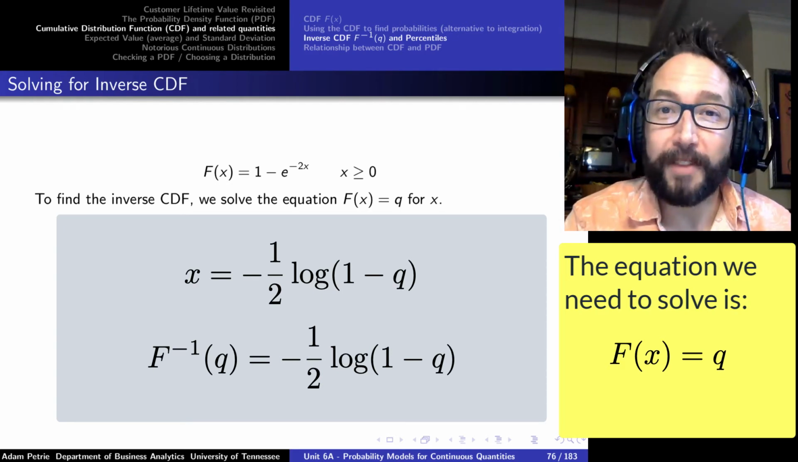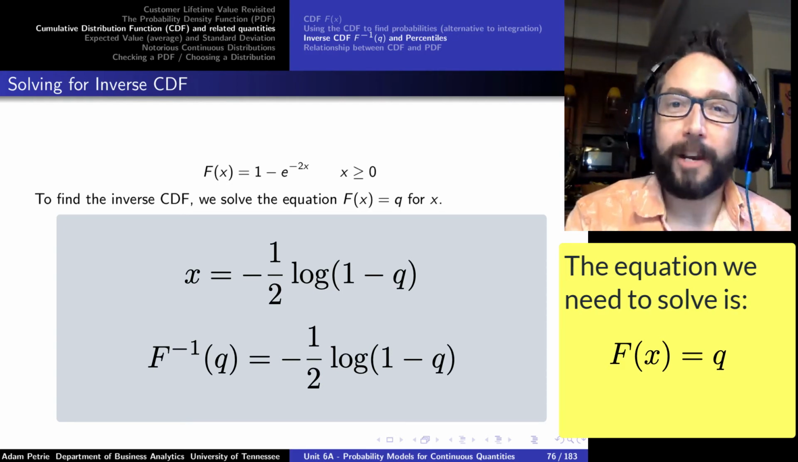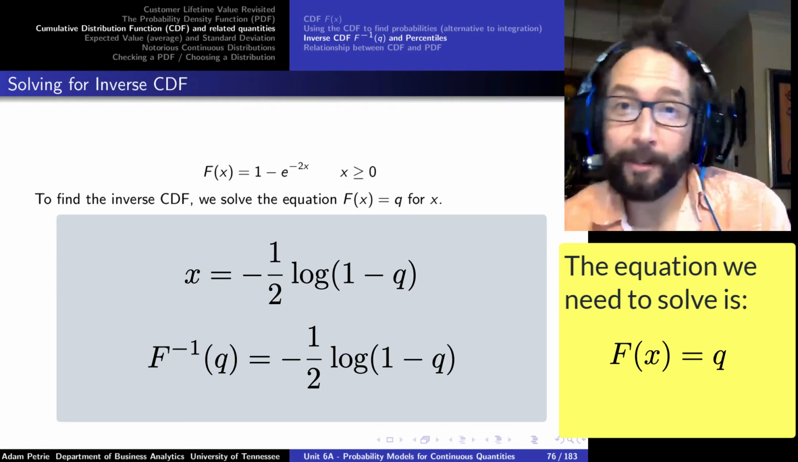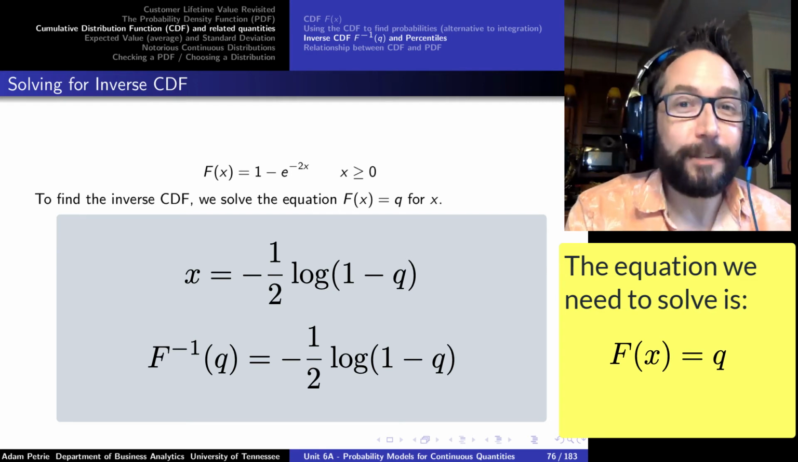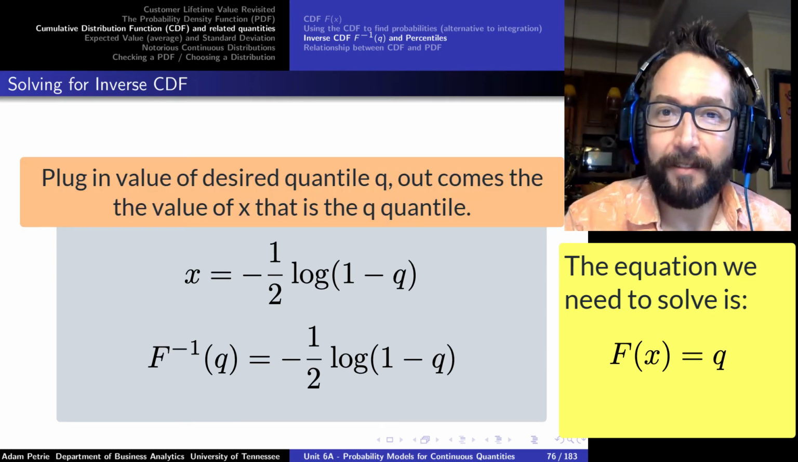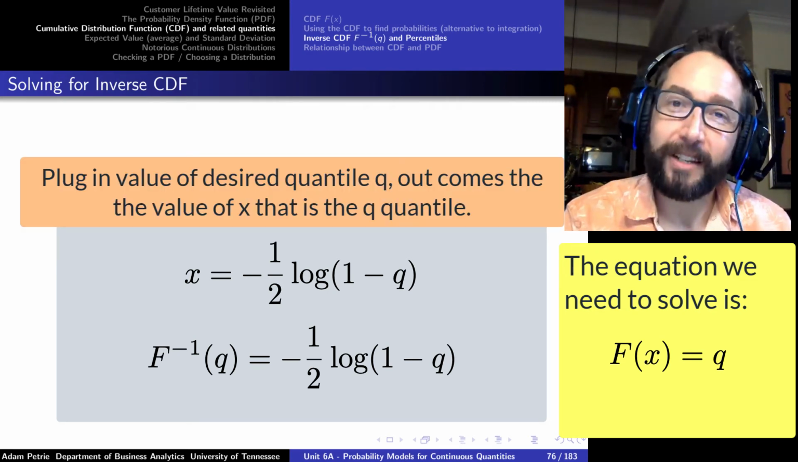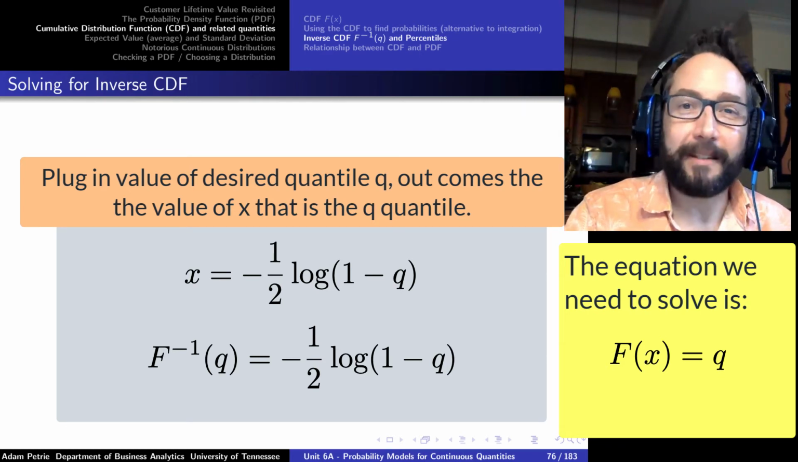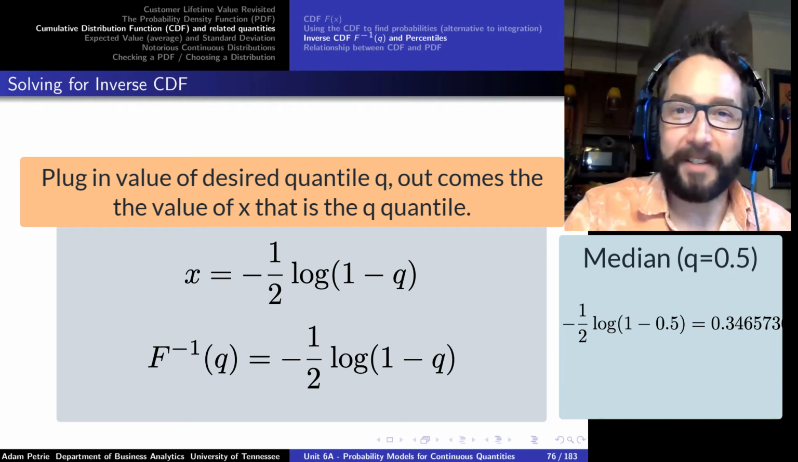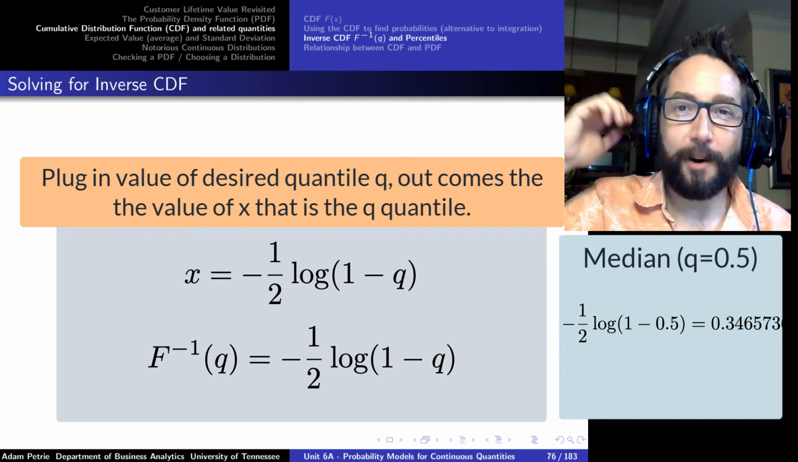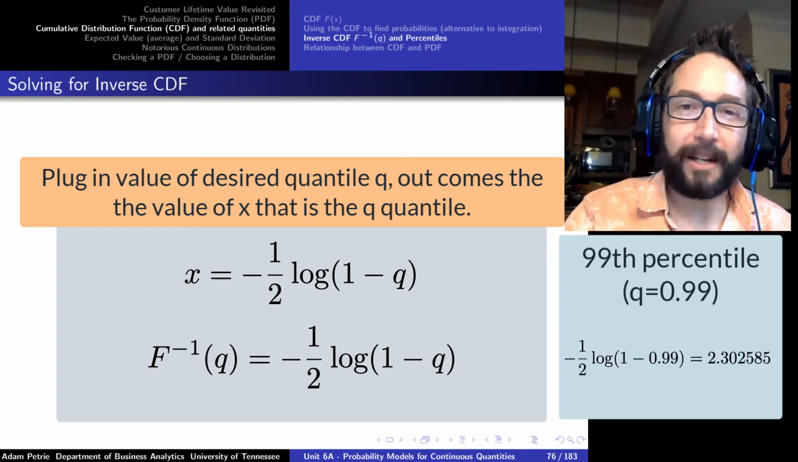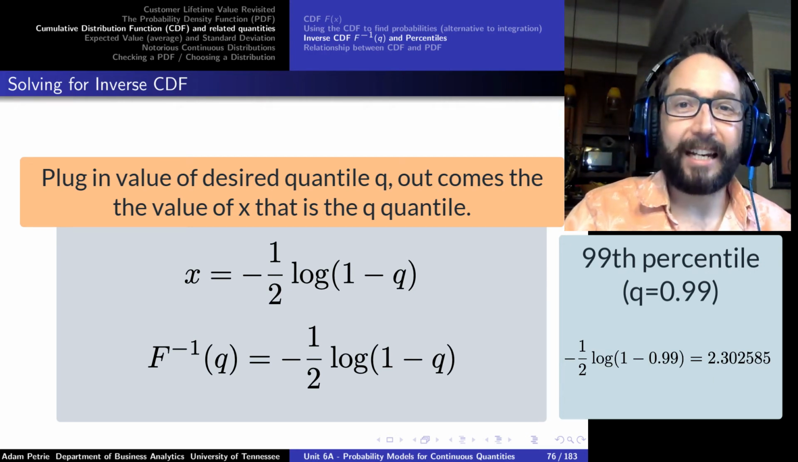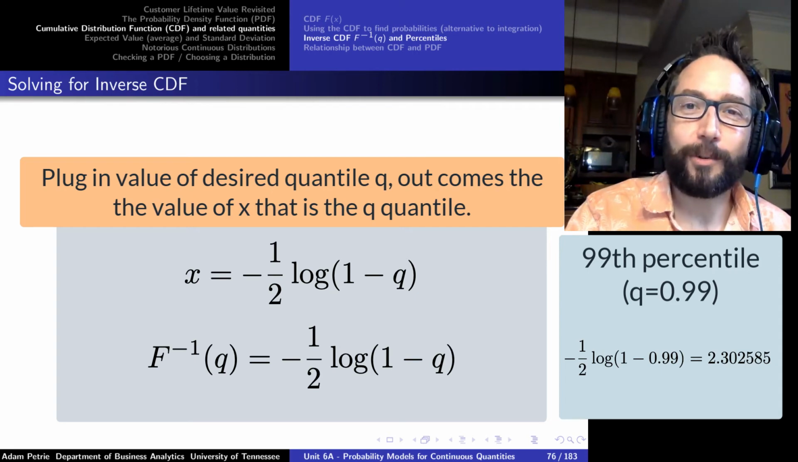I was able to solve that equation for x. I wrote my equation, x equals something, something, something. And that something, something, something, what's on the right-hand side of that equal sign, is my equation for the inverse CDF. So that is my equation that gives me the quantiles. So have a quantile in mind, the median, 0.5, plug in 0.5 in that equation, get it out. If I want to know the 99th percentile, plug in a 0.99 into that equation, I get the value of x for which there's a 99% chance of seeing that value of x or something smaller.